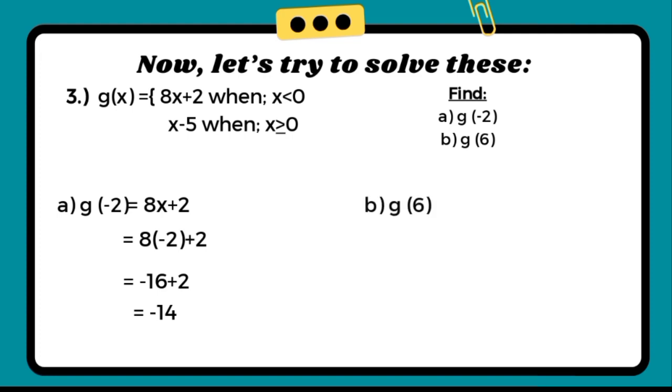Letter B, ang hinahanap naman po is g of 6. So, saan po nabibilang yung 6? Alam naman po natin na mas greater than na siya sa 0. So, ang sagot po natin dyan is x minus 5. Substitute natin ulit yung value of x. Yung 6, ilalagay natin sa x. So, 6 minus 5 is equal to 1.